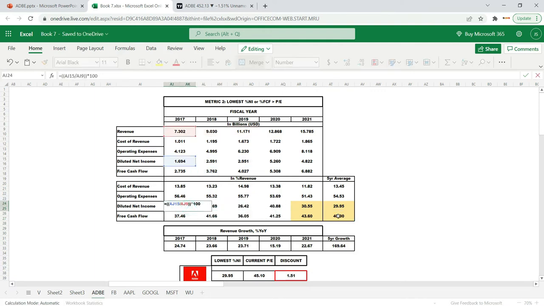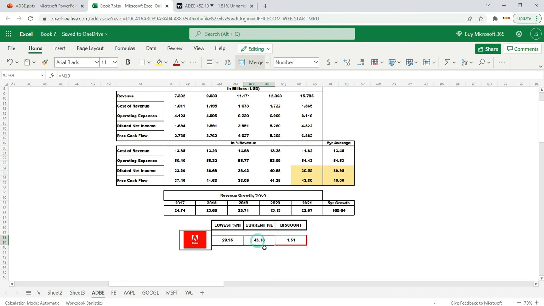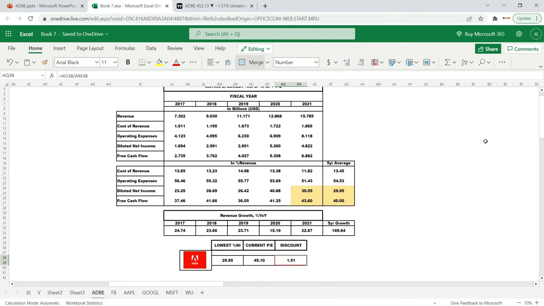We take the lowest yield of the four highlighted values, which is 29.95, and we'd use it to divide the current PE, and we'd get a discount of 1.51. Meaning if you're buying the stock at these prices, we'll be paying 1.51 times their yields or margins. But if we're using the current year's yields, it is currently trading around fair values.